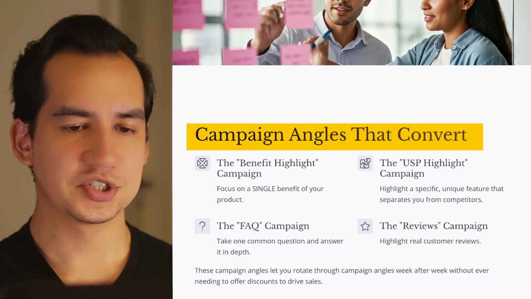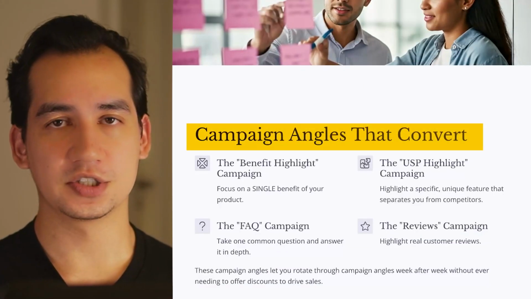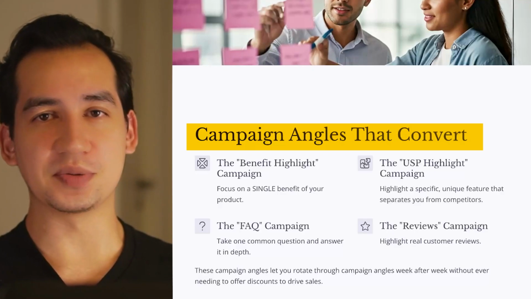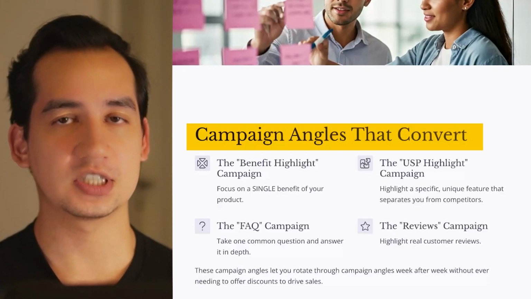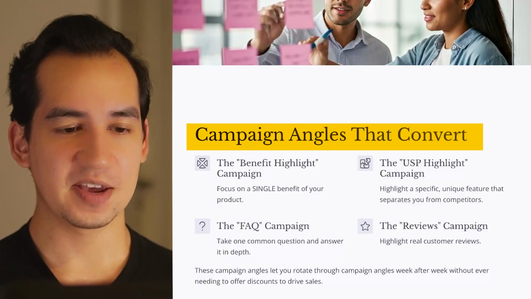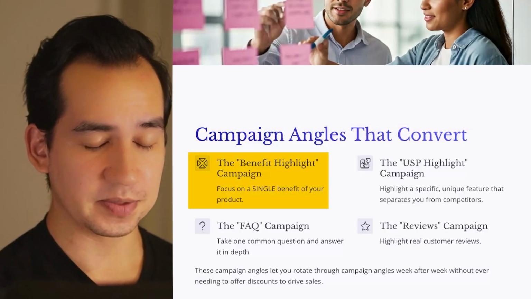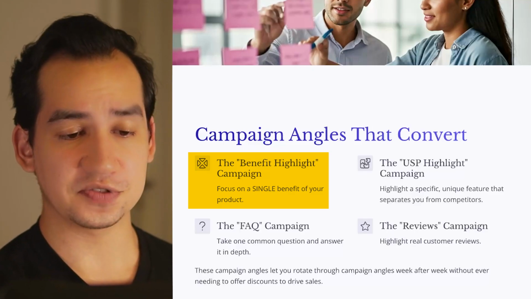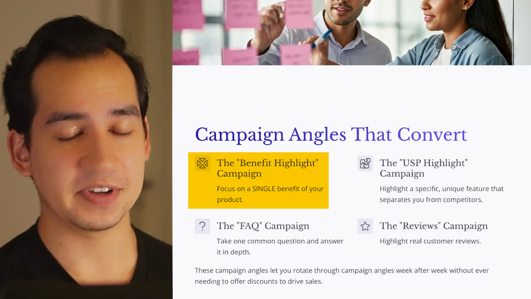So, campaign angles that convert. These are proven campaign frameworks that you can use as you're thinking of different ideas for your own campaign content. The first one is the benefit highlight campaign, which is basically focusing on a single benefit of your product.